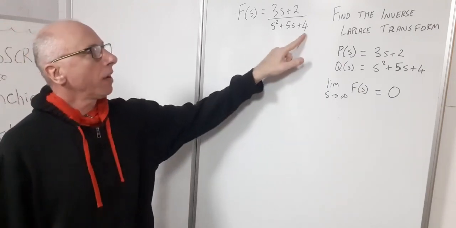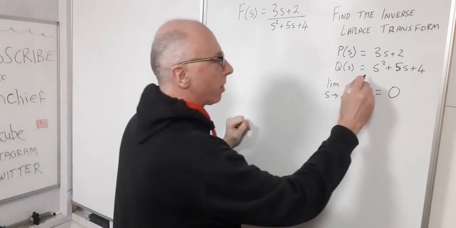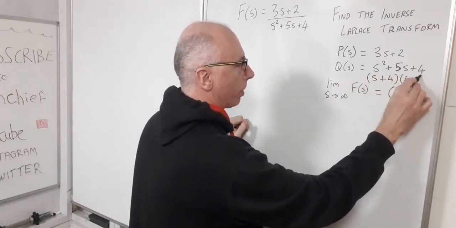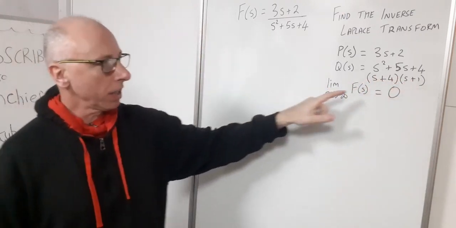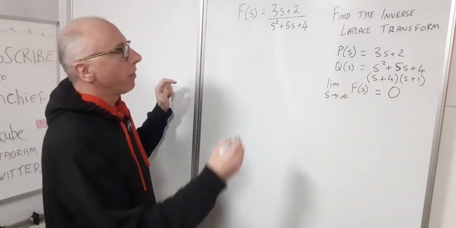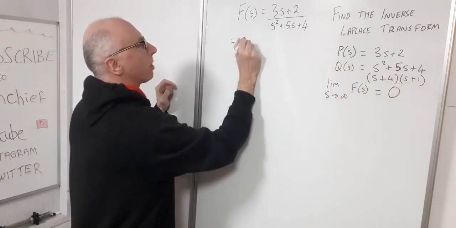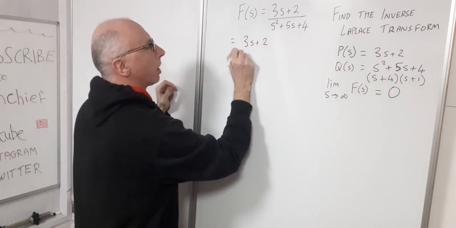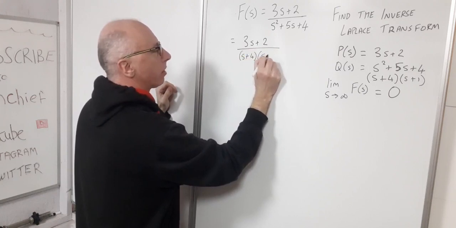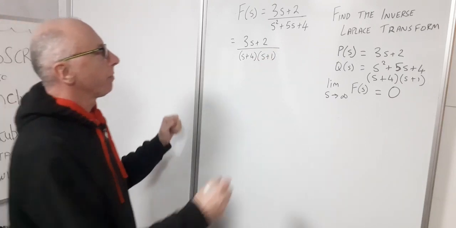S² + 5s + 4, we know we can factorise our denominator, so this will become (s + 4)(s + 1). So that's a reasonably straightforward factorisation. (s + 4) times (s + 1). So now let's rewrite our function F(s) in terms of our Q(s) being factorised. So now we've got (3s + 2) divided by (s + 4)(s + 1). Okay, now partial fraction decomposition.